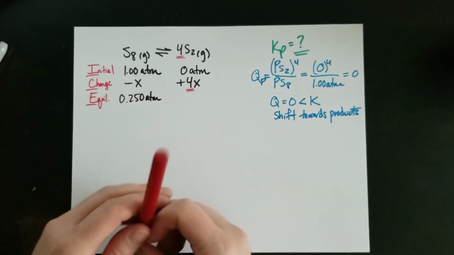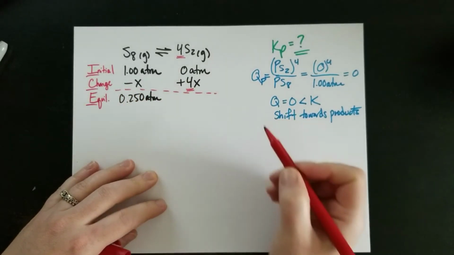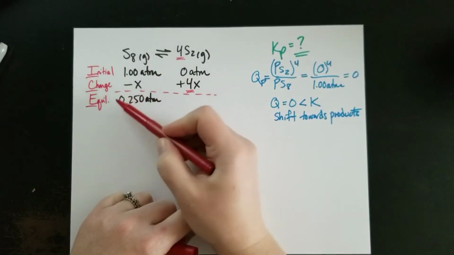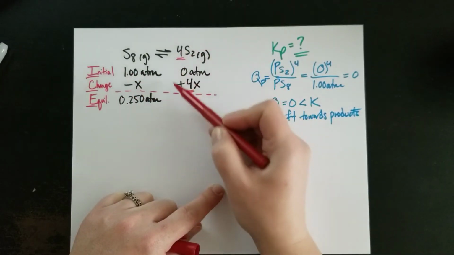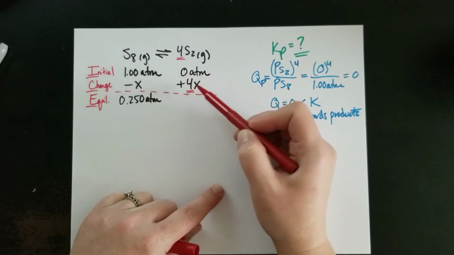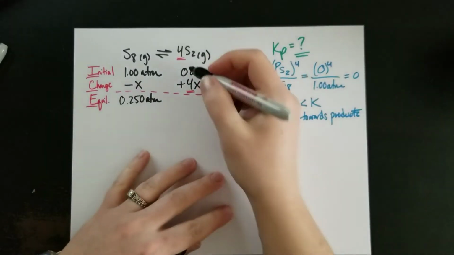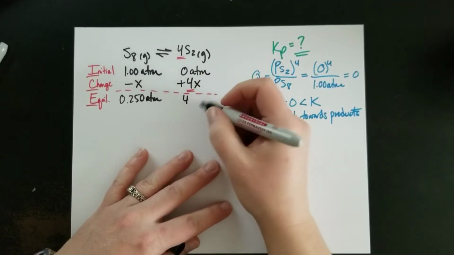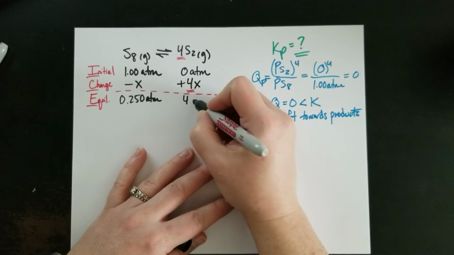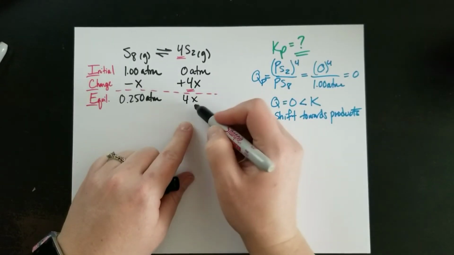For the last row, what we usually do is add together the top 2 rows. And so you would know that equilibrium here is going to be equal to 1 minus x, and then equilibrium over here is going to be equal to 0 plus 4x. So on my equilibrium side over here, because I don't know anything about S2 yet, and I haven't figured out what x is yet, I know that this is going to be equal to 4 times x for my equilibrium value.